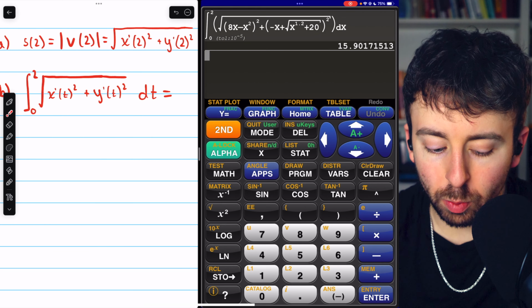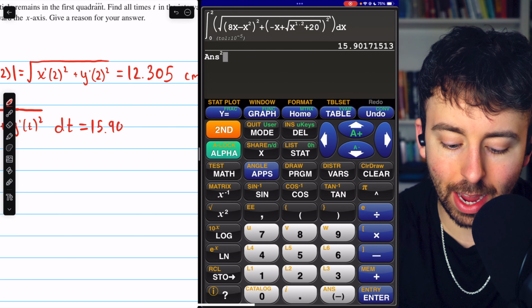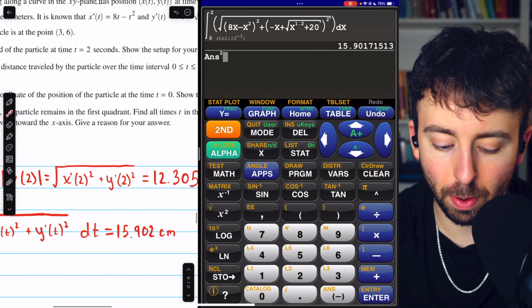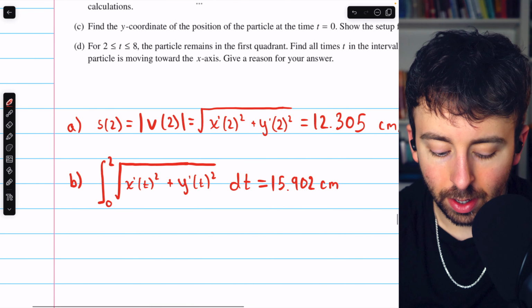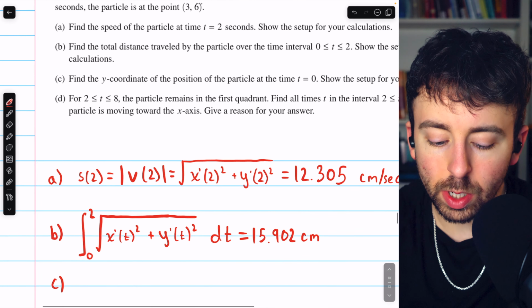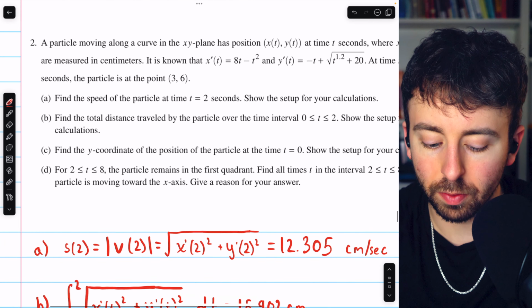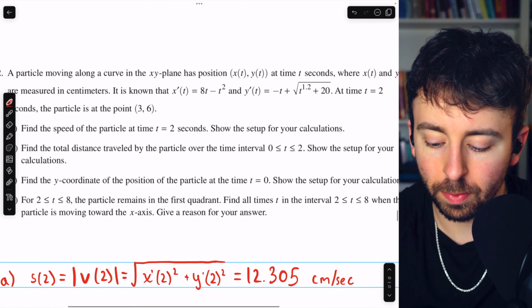And we get 15.902. And again, this is in centimeters. So the answer is 15.902 centimeters. That is the distance traveled by the particle from 0 to 2. Now on to part C. Find the y-coordinate of the position of the particle at the time t equals 0, and show the setup for your calculation. So for part C, we know the position of the particle at time t equals 2.